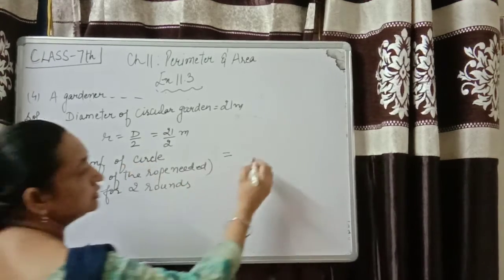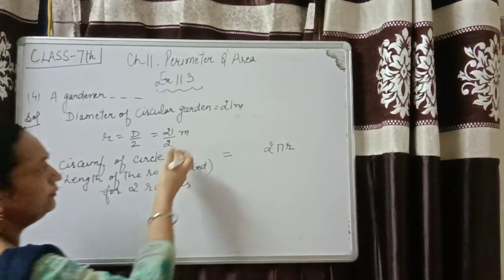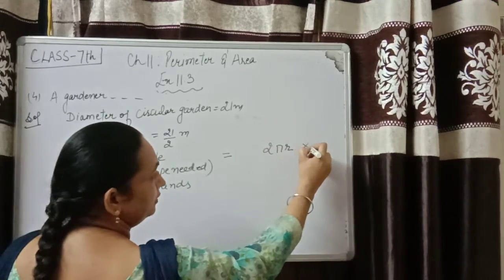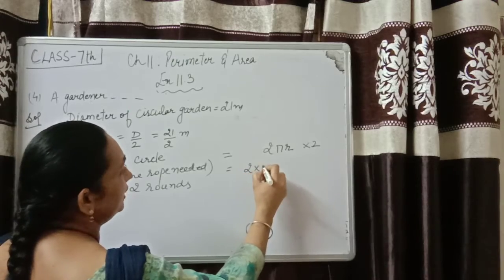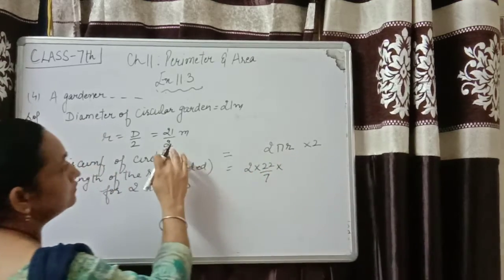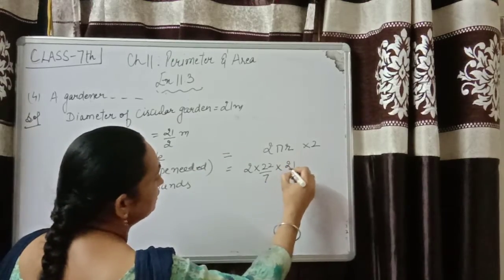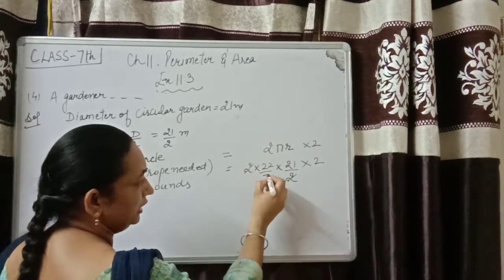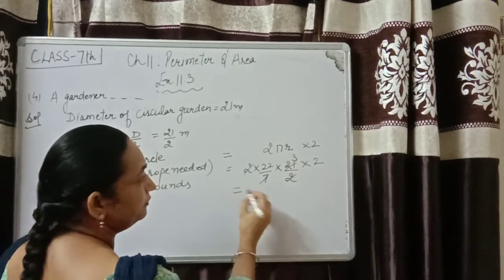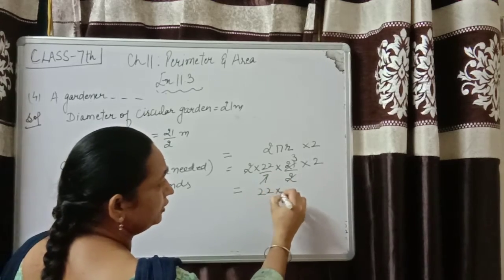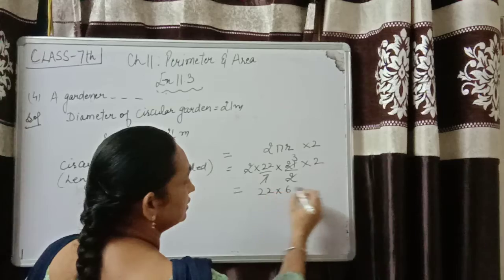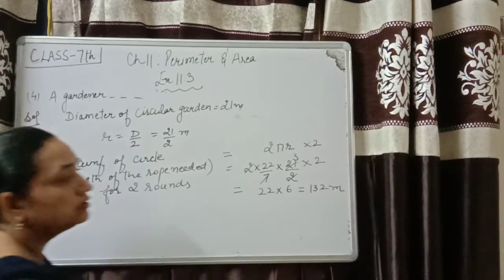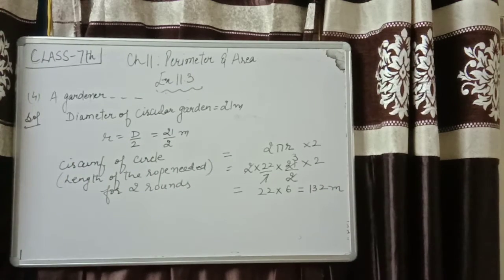Circumference of the circle is what? That is 2 pi r, and we could also directly use pi d. And we want it for 2 rounds, so multiply it by 2. So it becomes 2 multiply 22 by 7, and radius is what? That is 21 by 2. We could also apply d directly, it does not matter. So cross-cancel the 2, and whatever cutting is possible, cancel 3. So it becomes 22 into 3, 2 threes are 6, and 6 twos are 12, 132, and this is in meter. So this is the circumference of that circle, 132.